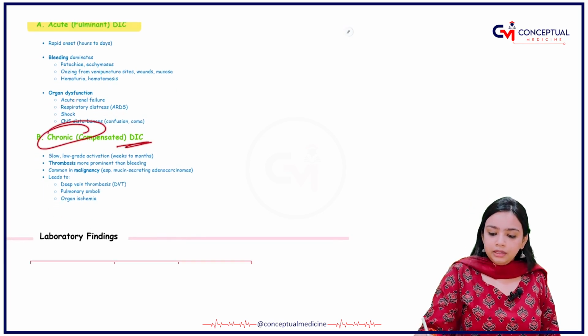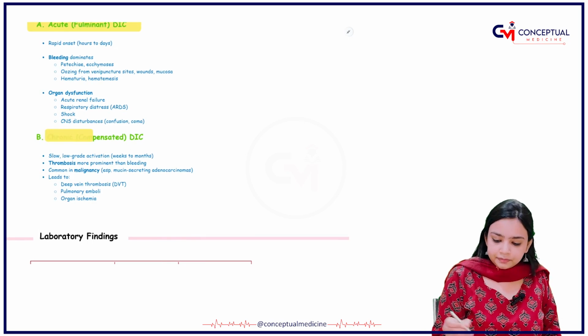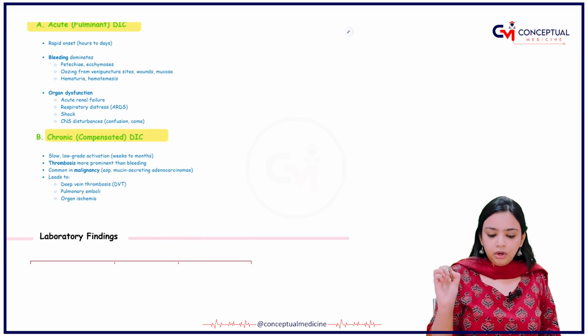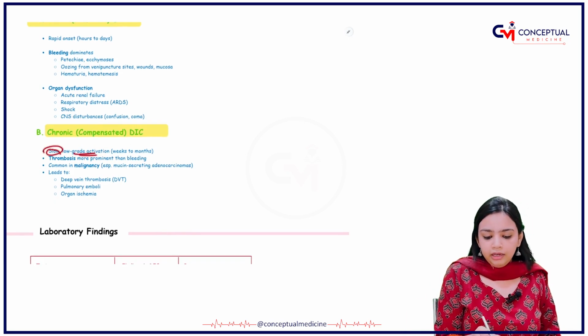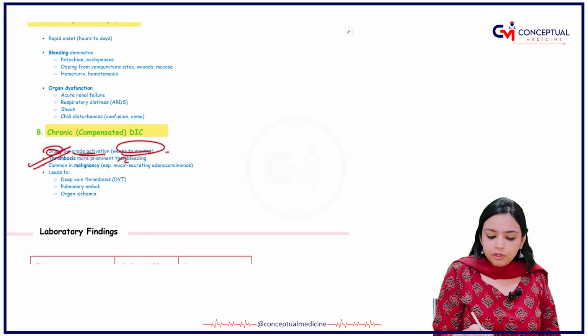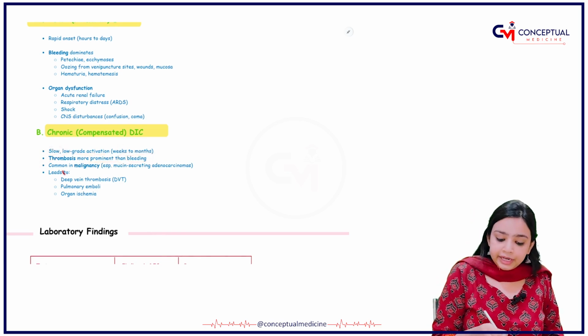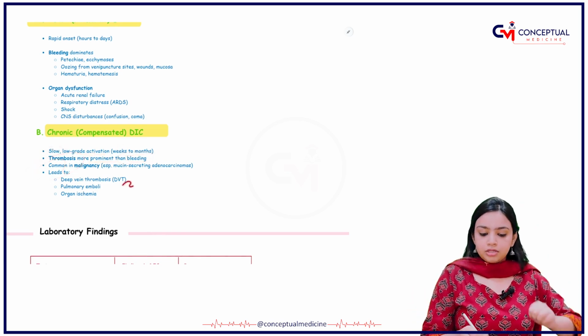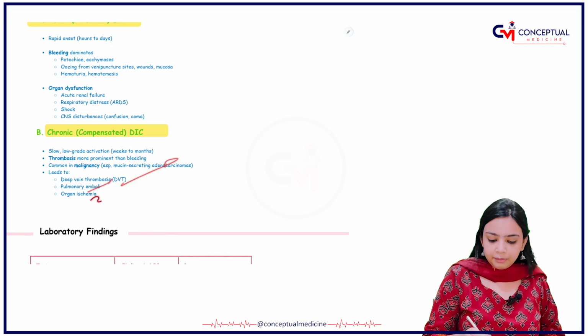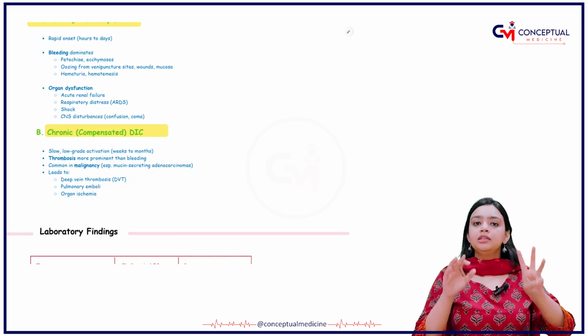In the chronic one, in the chronic DIC, it will be slow and low grade activation. There will be thrombosis and it will be more prominent than your bleeding. It will lead to what? It will lead to three conditions: deep venous thrombosis, pulmonary emboli and organ ischemia. This you need to remember.